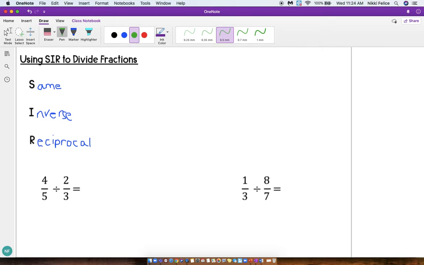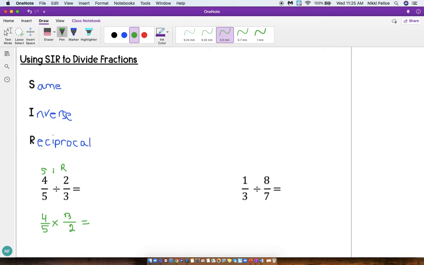So 4/5 divided by 2/3, well, we can use SIR. S-I-R. S stands for same because the first fraction stays the same. I stands for inverse. The inverse of division is multiplication. And then R is reciprocal. The reciprocal of 2/3 is 3/2. So now I can multiply. I'm multiplying the first fraction, 4/5, by the reciprocal.